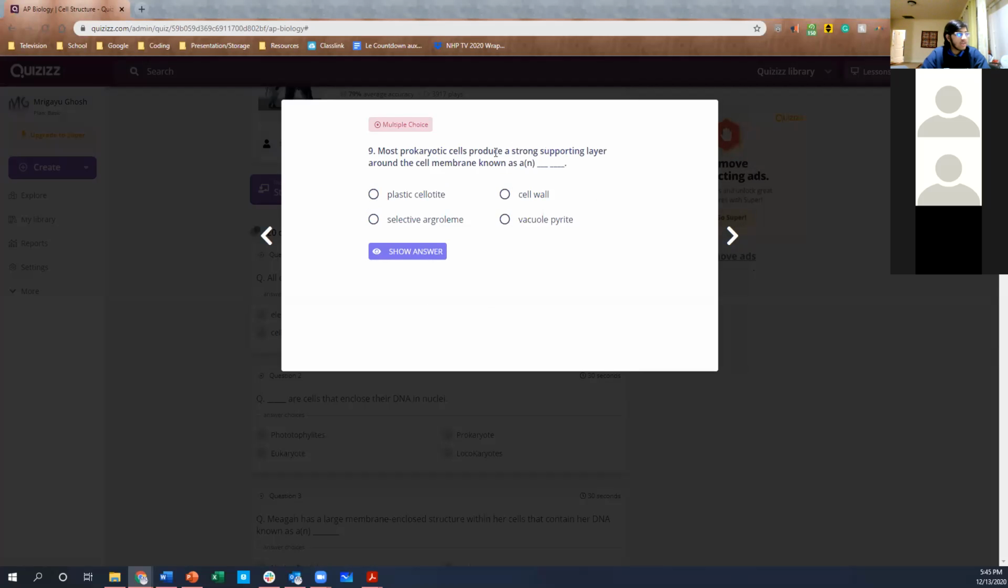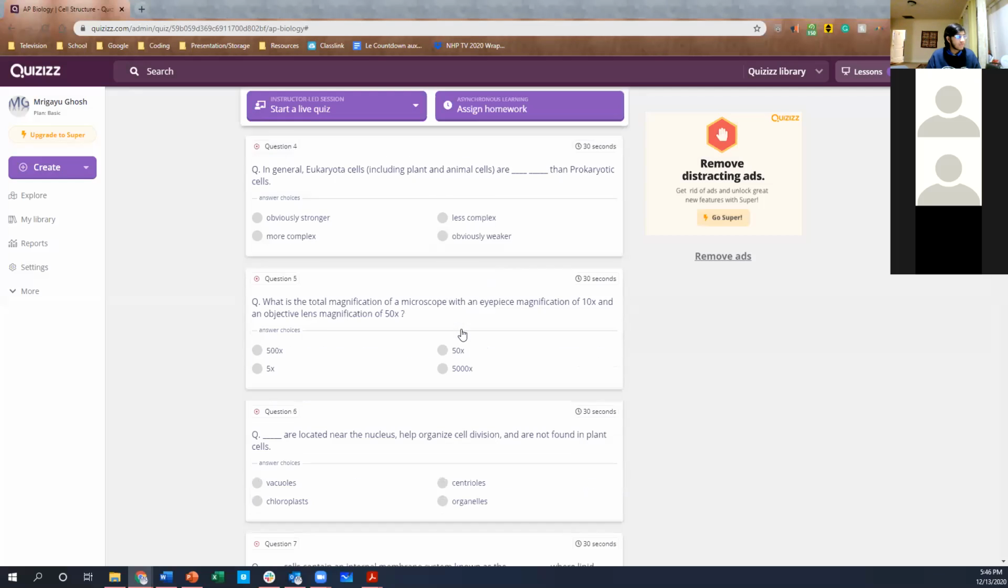Okay. Most prokaryotic cells produce a strong supporting layer around the membrane known as, you guys know this one? Nope. Okay. It's just a cell wall. So we learned that plant cells have a cell wall, but it actually happens that bacteria also have a cell wall, and they have what's called peptidoglycan in their cell walls. All right, bacteria, and then it can be either gram positive or gram negative, and that's something we'll learn about later. But just keep that in mind. So bacteria, and archaea, of course, have cell walls. Okay. All right. Good.